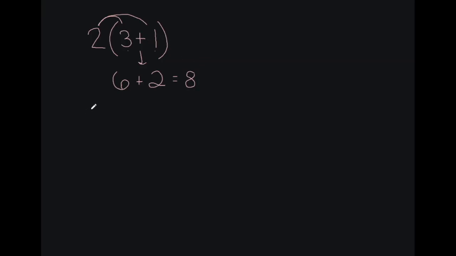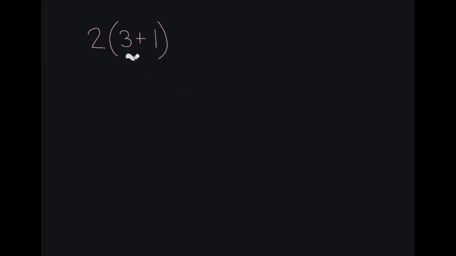We can write it out like this. Great job. So let's try this another way. We can also do this by adding the numbers inside of the parentheses first. So what we would do is 3 plus 1 is 4, and we'll put our 2 right back here. So we can also do it this way. 2 times 4 also equals 8.